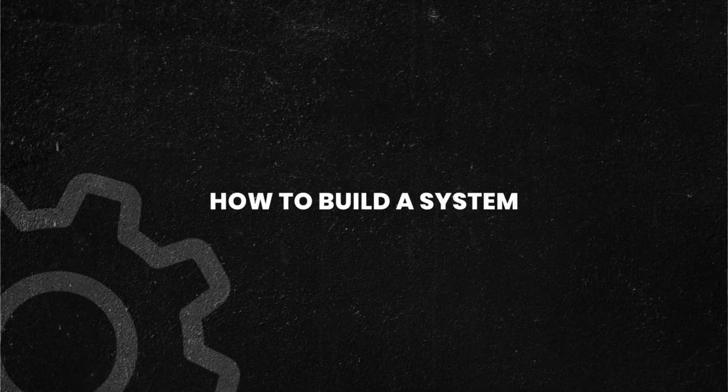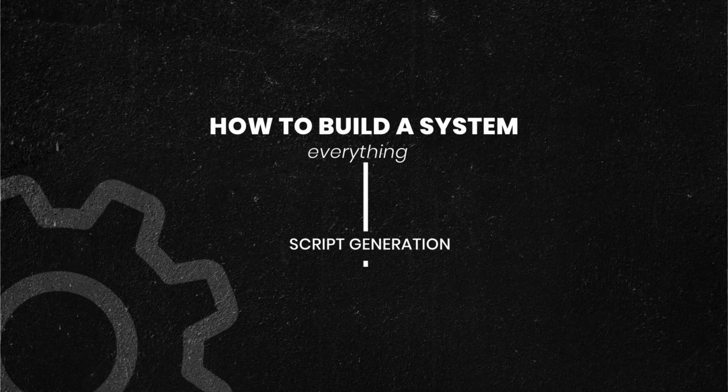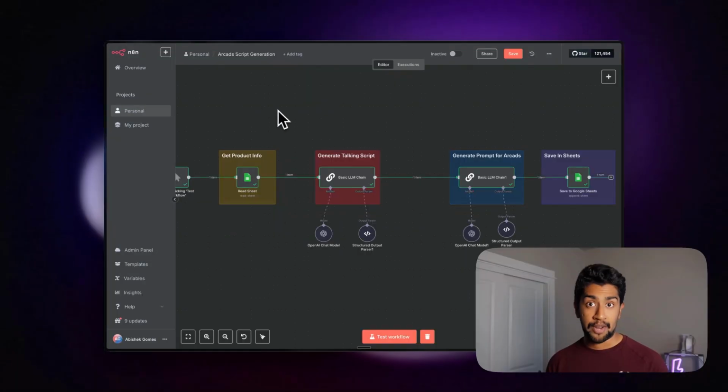AI is creating a massive shift in how brands create and sell, and today I'm going to show you how to build a system that handles everything from script generation to final video output. We'll be using OpenAI's O3 model to generate the scripts, n8n to automate it all, and then Arcads for video creation itself. Okay, let's get into the live build.